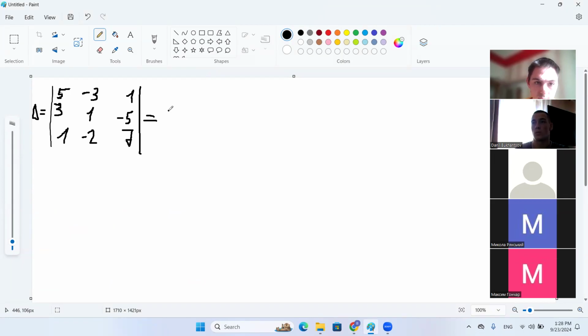I want to try. Okay, go on. Firstly, we should solve the determinant. 35 minus 6 and minus 25. 35 plus 15. So yeah, we multiply minus 3 and minus 5. Yeah, this triangle.